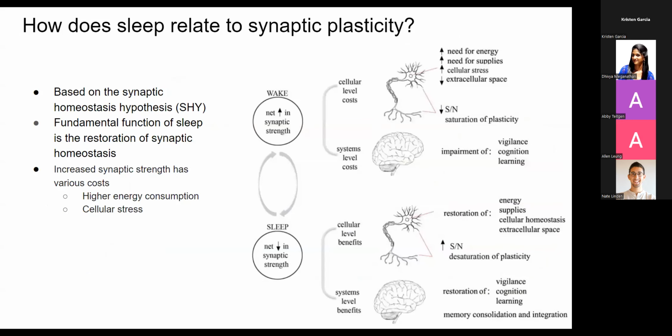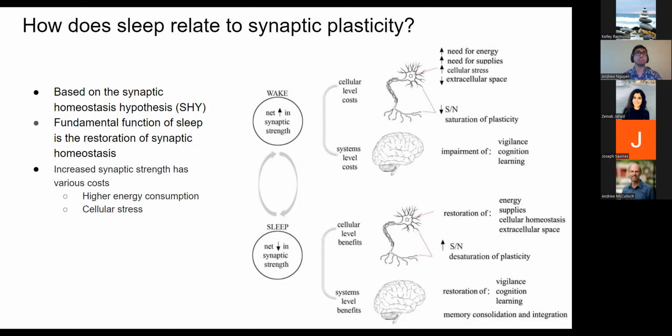And so taking a step back, we want to know how sleep relates to synaptic plasticity. There are many hypotheses, and one in particular that's very popular is the synaptic homeostasis hypothesis, which proposes that the fundamental function of sleep is the restoration of synaptic homeostasis, which is challenged by the synaptic strengthening triggered by learning during wake and during development. That's a lot of jargon, but in other words, sleep is basically the price we pay for plasticity.